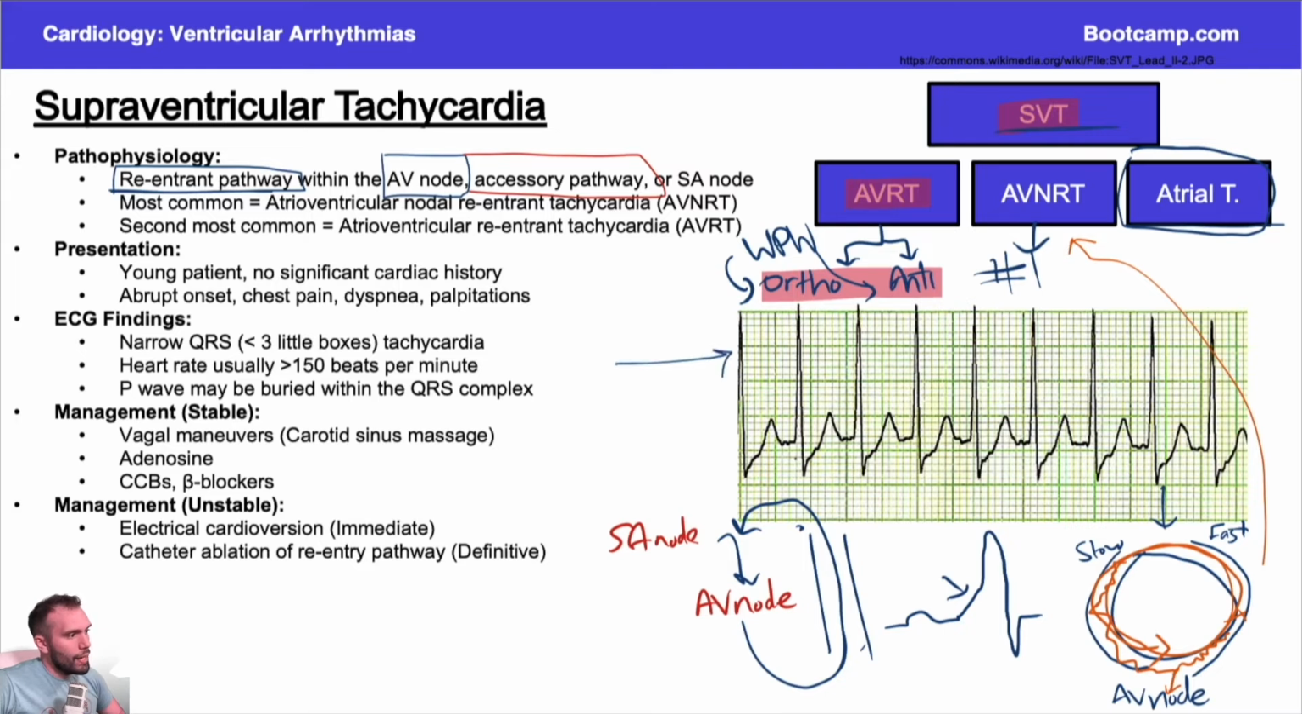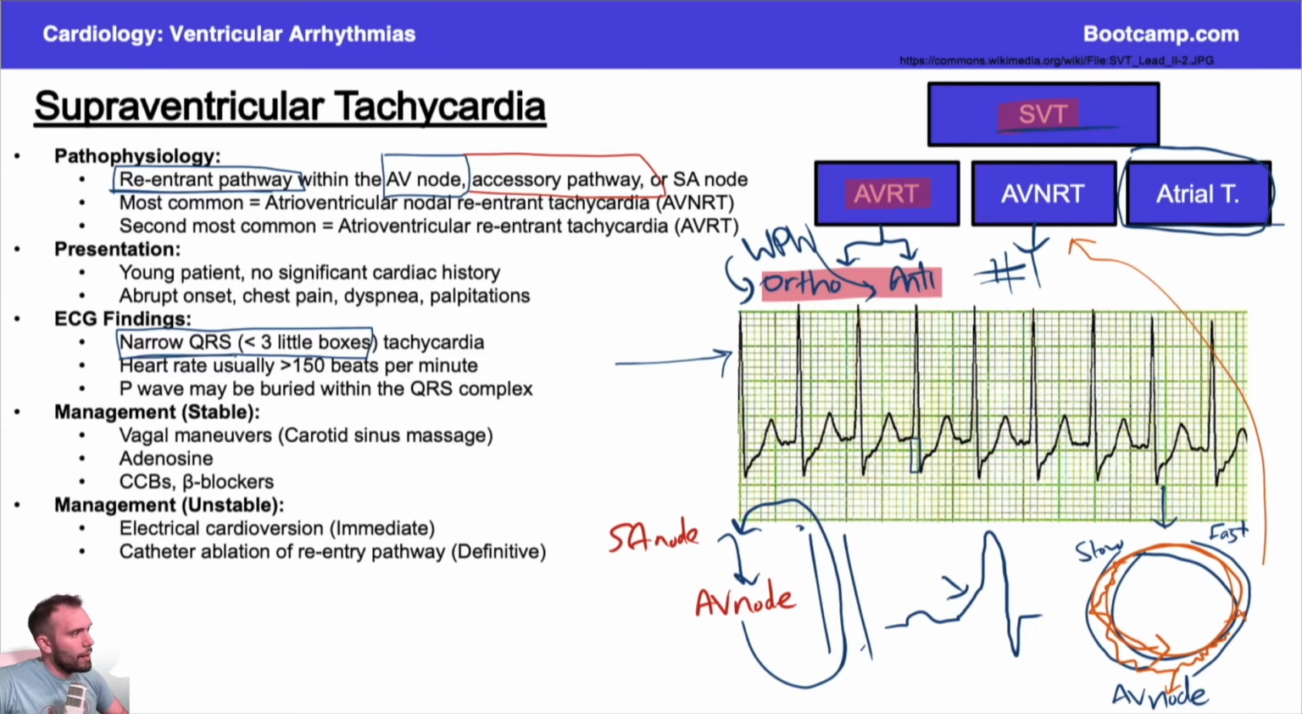So you can see that we have a narrow complex tachycardia. So what is a narrow complex tachycardia? In simple terms, we can see here that this QRS complex is essentially taking up about a box, maybe a box and a quarter. So this QRS complex would certainly be in the category of narrow. Now, if it took up more than 3 boxes, so if it was a wider QRS complex, something like this, that would be more of a wide QRS. That would be a different type of tachycardia, especially on board exams.